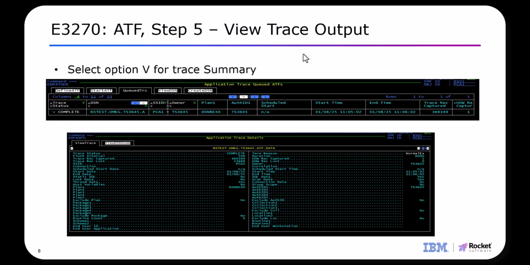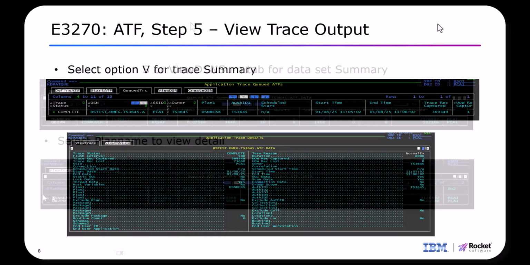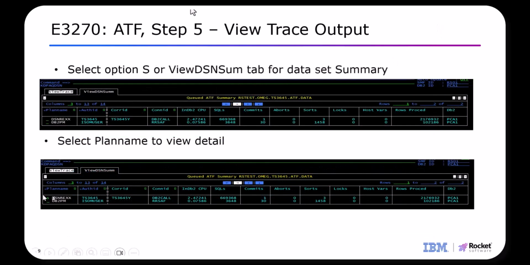So next, what we'll want to do is go in now and start viewing the detail collection data that we had just recorded. In order to view the trace details, instead of putting a V next to the collection, we would either do an S next to the collection or just switch the tab. Remember when we did the V, we were over on the View Trace tab. We could have just simply clicked on the View DSN Summary tab, or from the original trace status screen, I could put an S against that collection and it jumps right into the details.